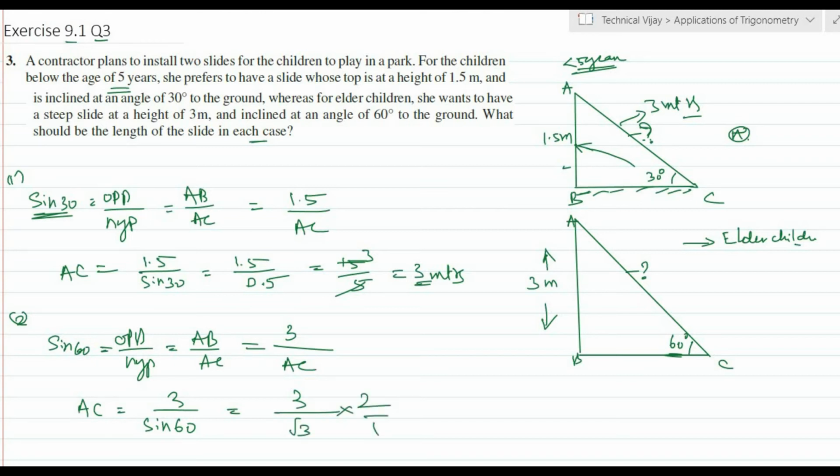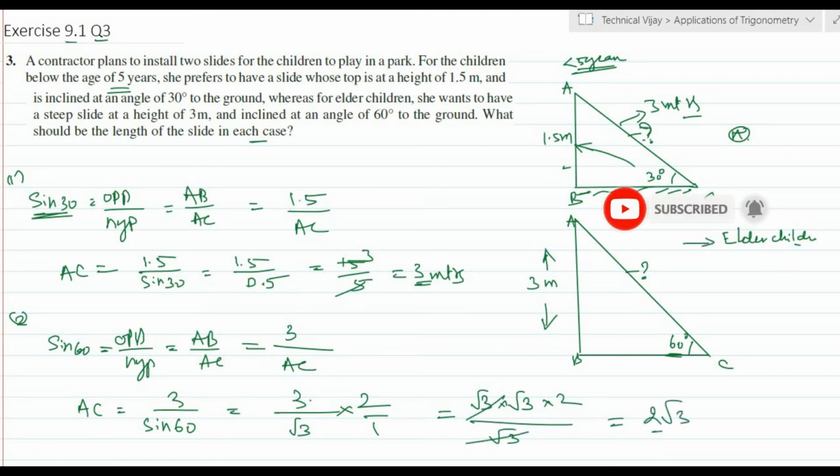So 2 by 1. So 3 can be written as root 3 into root 3, into 2 as it is. This is root 3, so one root 3 gets cancelled. So the remaining length will be 2 root 3 meters. So this is equal to 2 root 3 meters. This is what they have asked to calculate. So this is the solution.